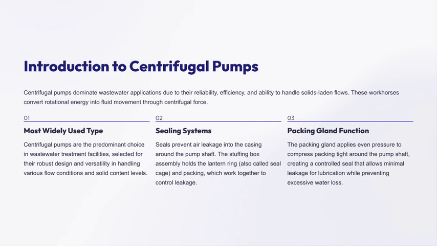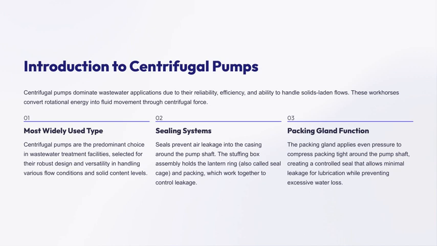Moving on, one of the reasons they are so widely used is their robust design. Centrifugal pumps are the most common type you'll find in wastewater treatment plants. Their versatility allows them to adapt to different flow conditions and solid contents, which is crucial in real-world applications where conditions can vary.